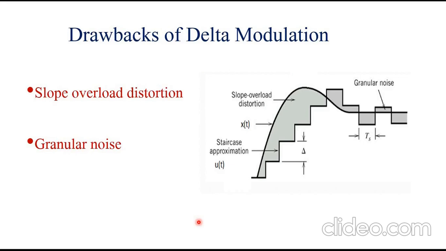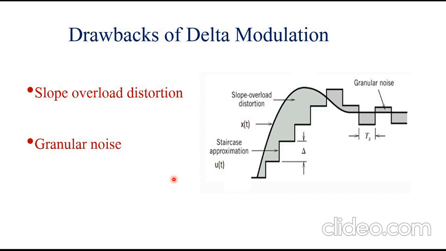Hi everyone. In our last video lecture, we discussed delta modulation, the transmitter and receiver part. And we discussed that in DM, there are two types of quantization error. The first one is called overload error and the second one is called granular noise. Now let's discuss these two drawbacks in detail.